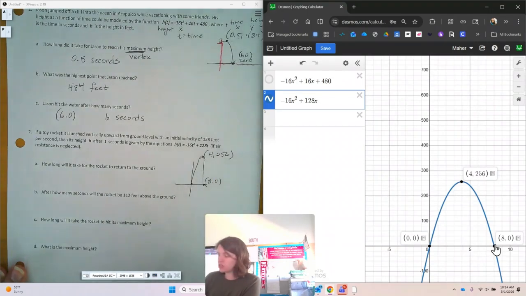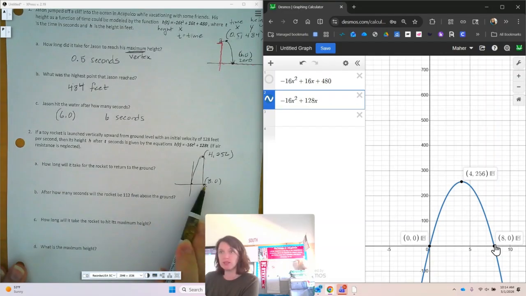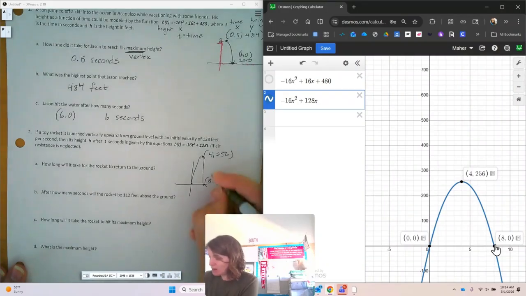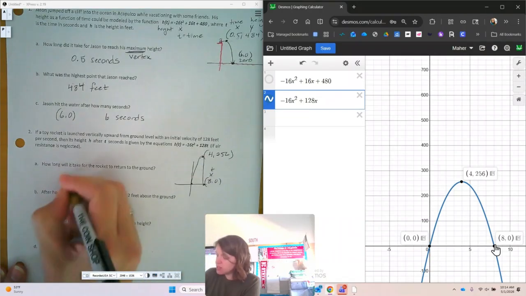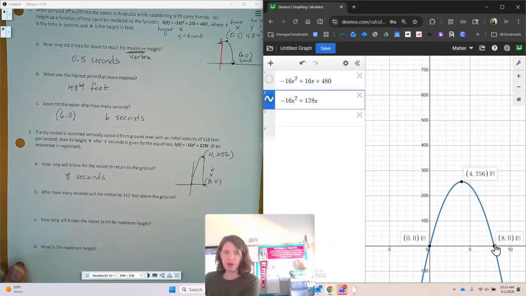So let's look at the questions. How long will it take for the rocket to return to the ground? The ground is here. So when I'm returning to the ground, that is the 8. And again, my x is like my t. In the problem, I used t, but in Desmos, I used x. So this means 8 seconds is how long it takes the rocket to come back down.